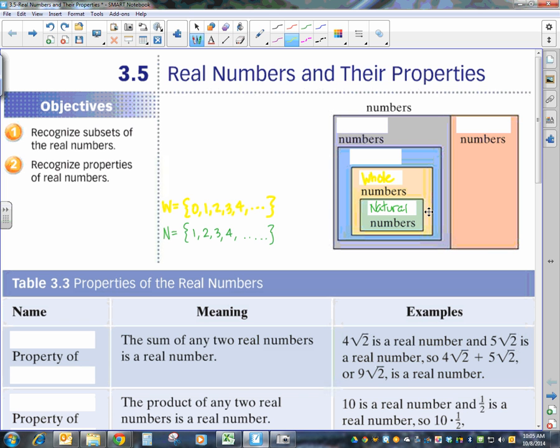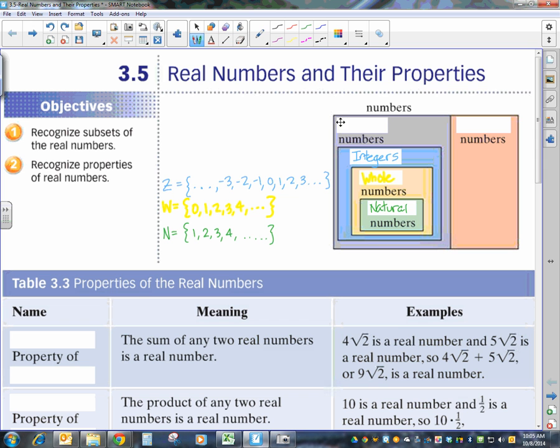Okay? The next set that we have as we move out in our diagram is the set of integers. Okay, integers are denoted with the letter Z because I is reserved for a different set of numbers. And that's when we got into the positive and negative whole numbers. So -3, -2, -1, 0, 1, and so on. So we go to infinity in both directions.